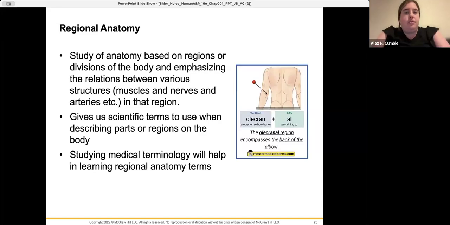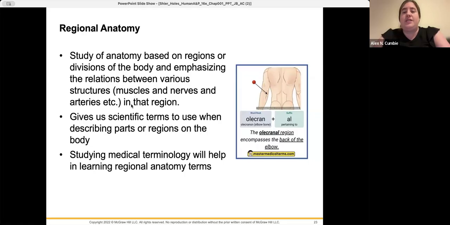So once we get through those directional terms and those body planes, we now start to get into individual body parts. And these individual body parts have names for all of them. This is where we get to this really big regional anatomy section for this chapter. So regional anatomy is the study of anatomy based on regions or divisions. That's not hard to believe. And it emphasizes the relations between various structures.